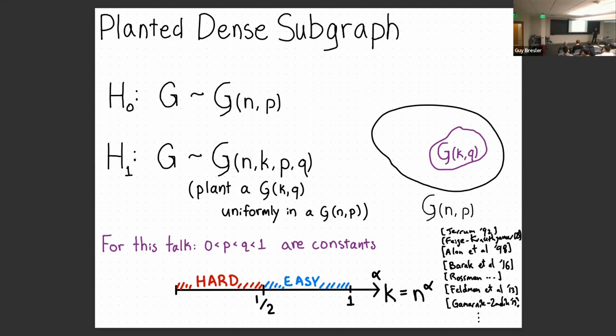If P and Q are constant, so you could think of P as a half and Q as 3/4, this behaves essentially identically to Planted Clique. And among other things, the conjectured hardness and phase transition to easy is the same as Planted Clique. It's conjectured to be hard for K, the size of the dense subgraph that you're planting, below the threshold, and it's easy above that, meaning there's a polynomial time algorithm. For the purposes of this talk, actually this doesn't matter at all, not even a little bit.